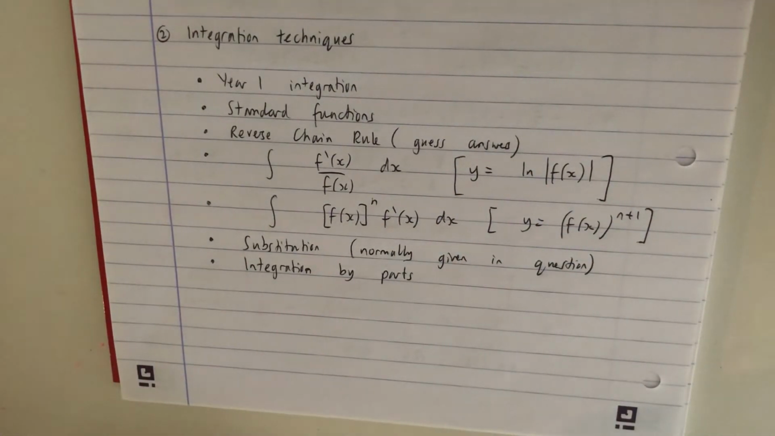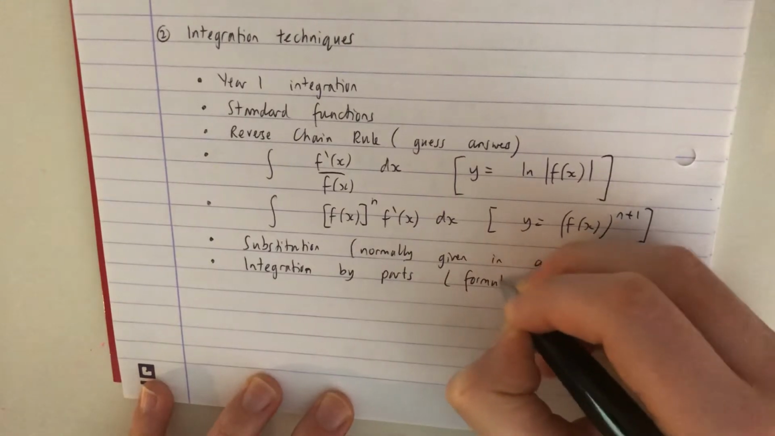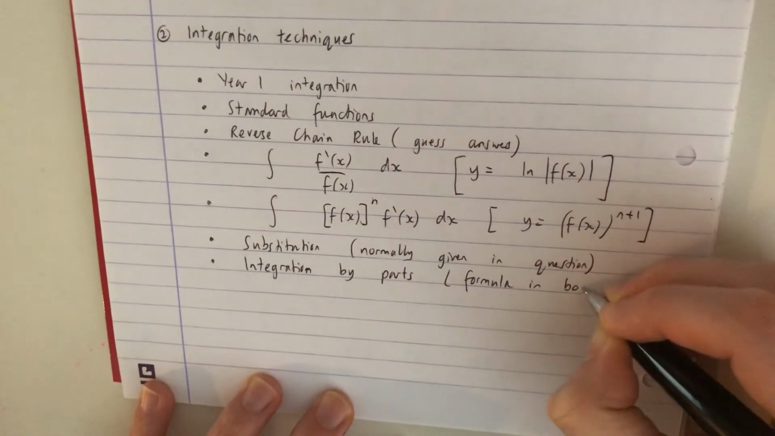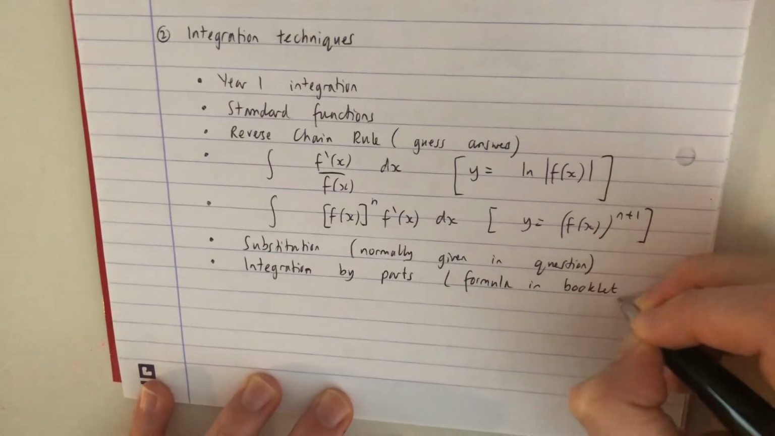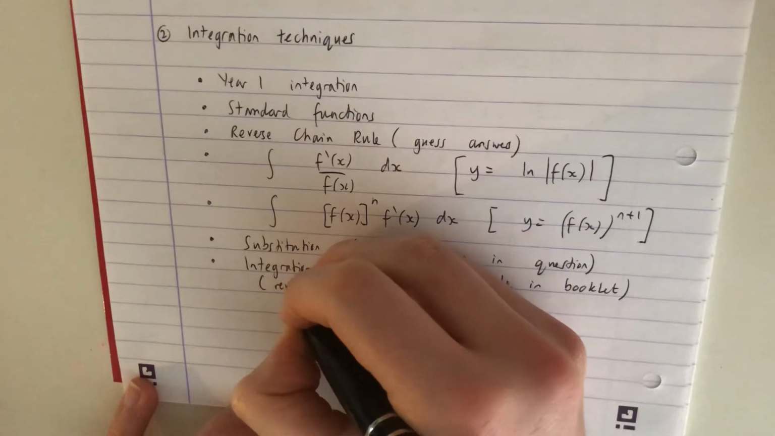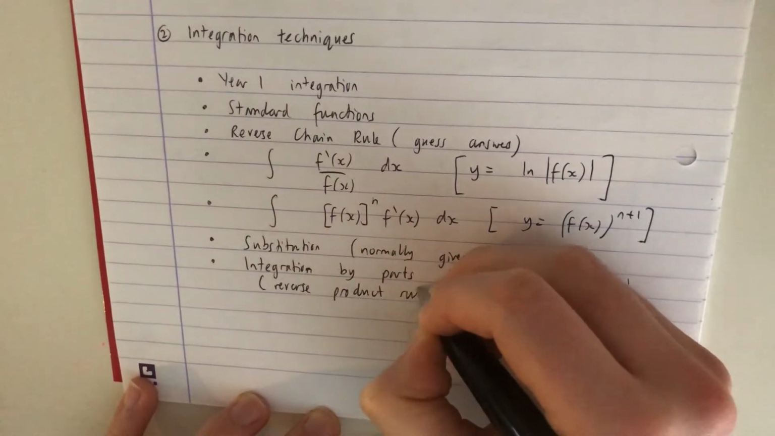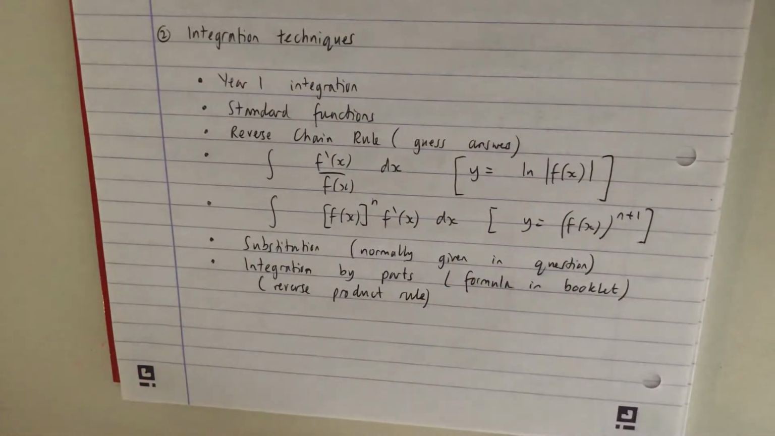So integration by parts involves using a formula to rewrite an integration into something we can integrate. Again, that's not the easiest one to spot. Hopefully it'll give us a clue on that, but there's a formula in the book for that one. And that's also called a reverse product rule. It's derived from the product rule in differentiation.